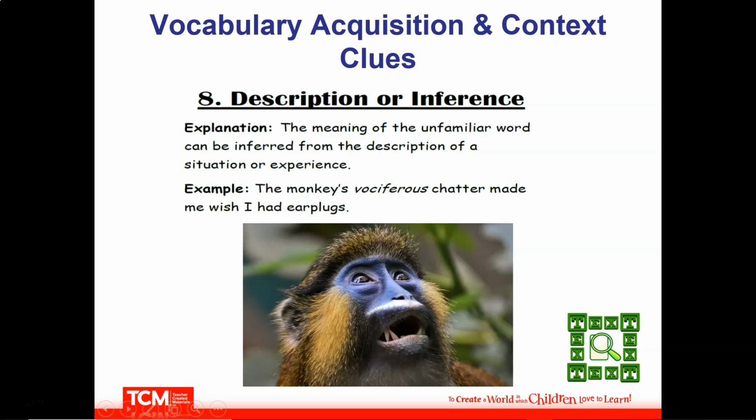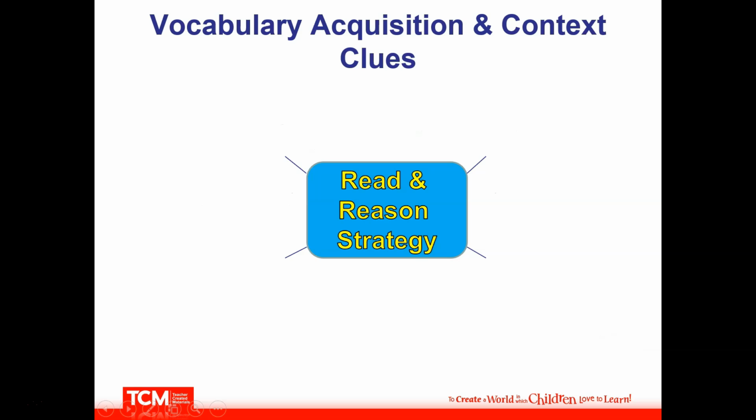And so I encourage you to teach your students the 8 types of context clues. And then when we use those in conjunction with the knowledge of word parts that we've given our students, then we can teach them and have them engage within the read and reason strategy.